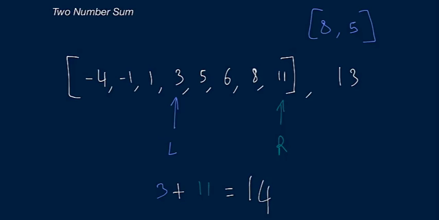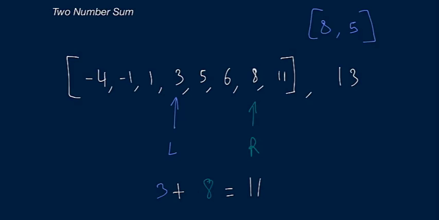So what we do is we move this time around the right pointer to the left. And so now we've got 3 and 8. 8 is smaller than 11, so we're going to have a smaller sum. So we can update this 11 here to be 8, and 3 plus 8 is going to be equal to 11. So is 11 equal to 13?